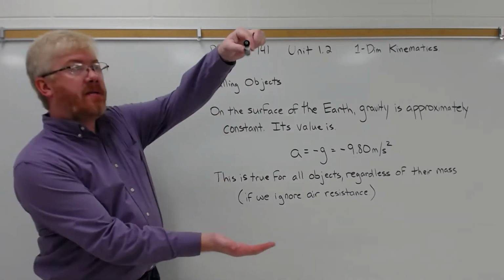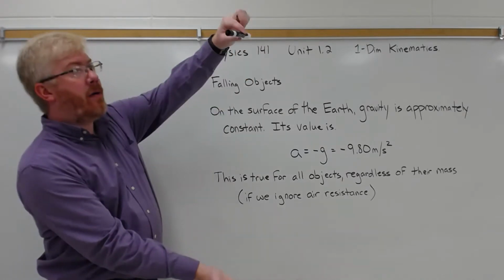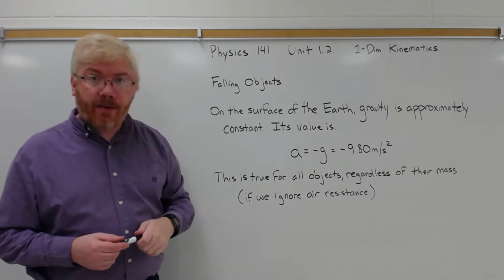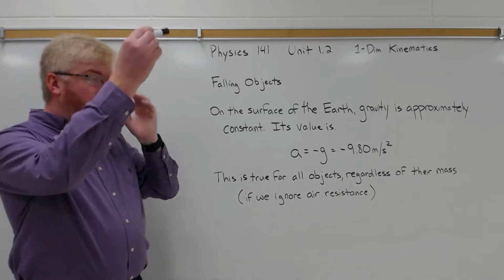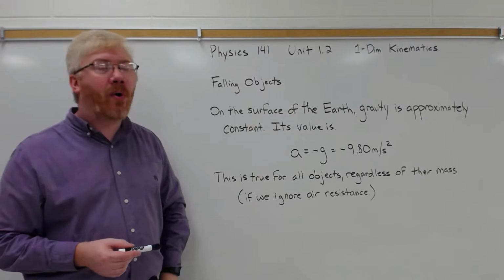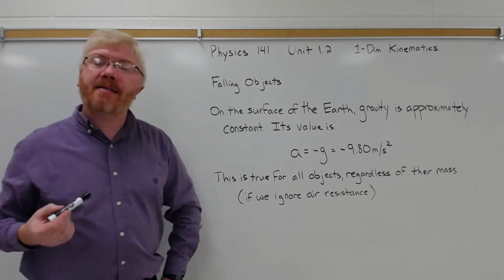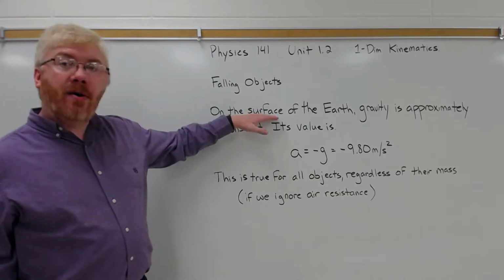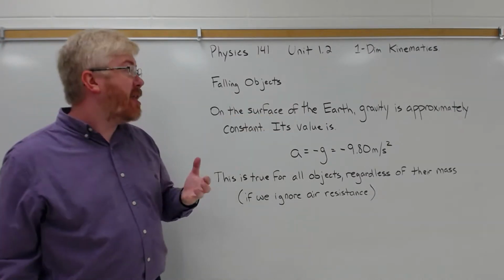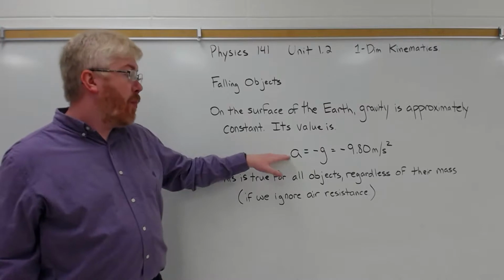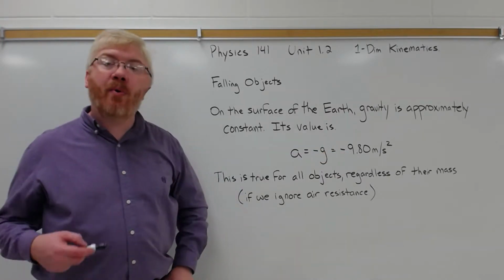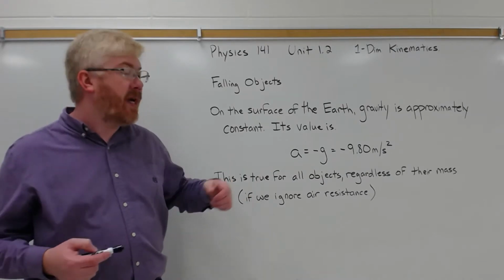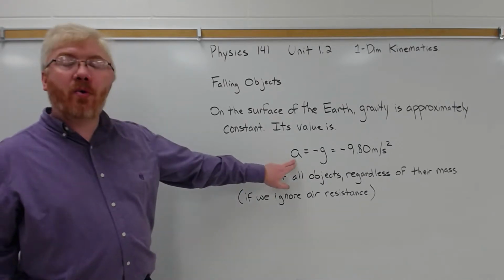When an object falls, like this marker falls down, it is actually being accelerated to the center of the Earth. This acceleration, of course, stops when it hits the floor, but this acceleration actually has a number associated with it. On the surface of the Earth, the gravitational acceleration downward is approximately 9.80 meters per second squared. Now, that's the acceleration.